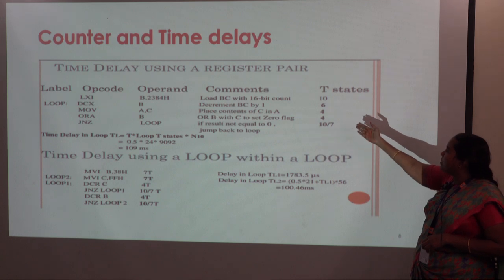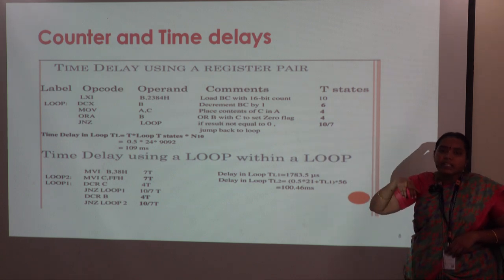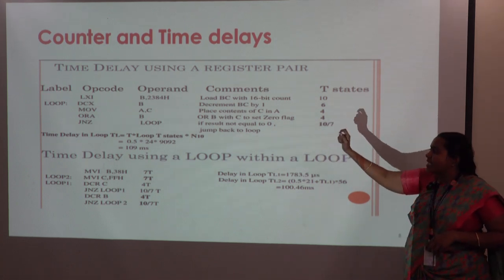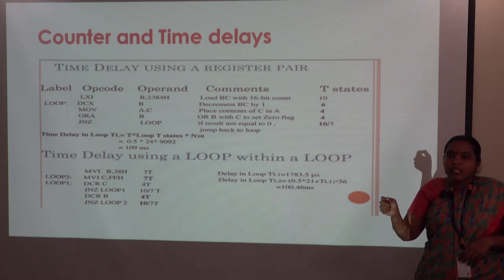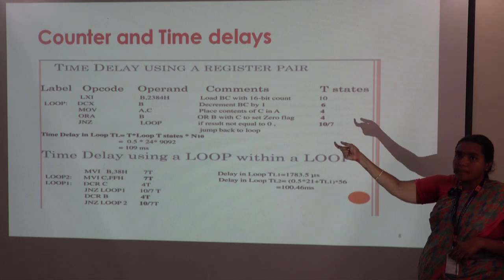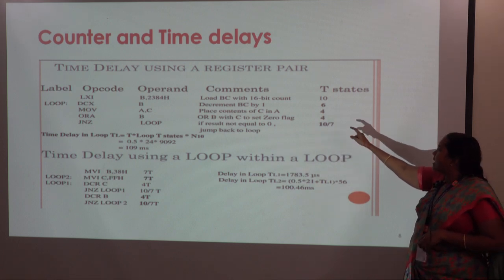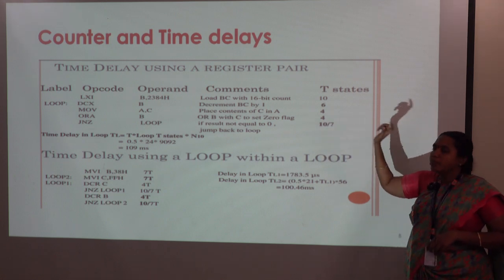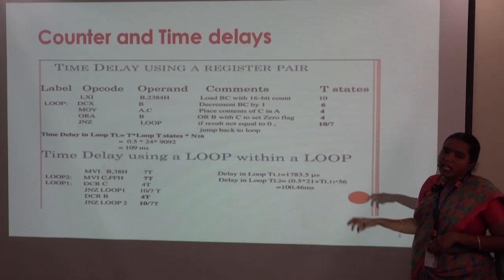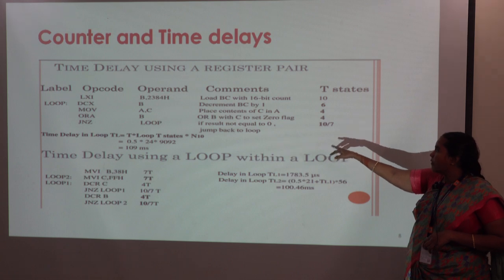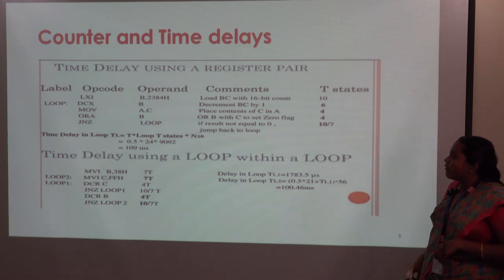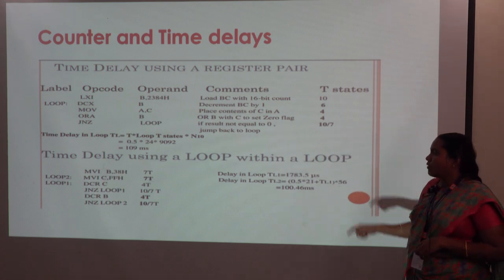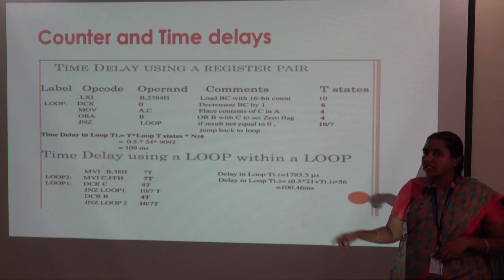This is the number of T states required for each instruction. LXI is 10, and decrement BC is 6 because it decrements the register pair. So we need 6 T states. For a single register decrement, such as register B, it carries 4 T states, but in the case of a pair we need 6 T states. Then the XOR has only an opcode fetch. Next is jump on no zero. Within the loop it carries 10, and exiting from the loop carries 7. So the time delay for the entire loop is the number of T states, 6 plus 4 plus 4 plus 10, which is 24 T states into 0.5, because the frequency is 12 megahertz.